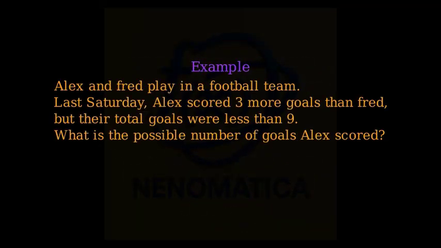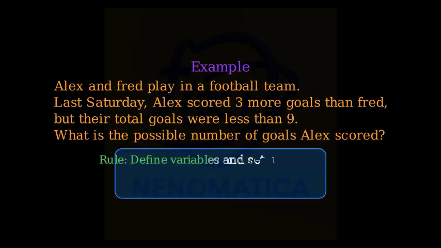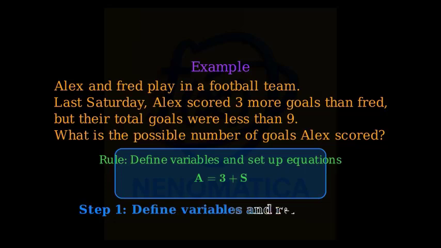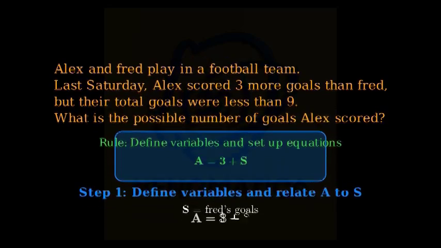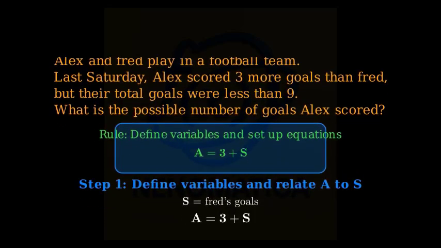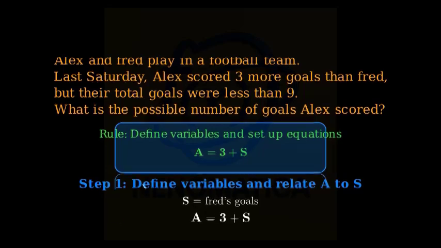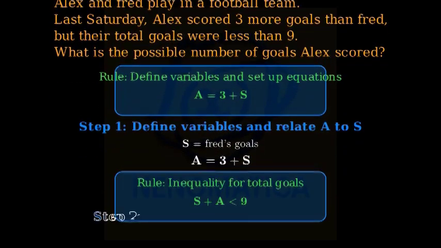Here is the first example. Read the problem, then we set variables and build the inequality. Step 1. Define variables and express Alex in terms of Fred. We let S be Fred's goals. Then, A equals 3 plus S. Step 2. The total is less than 9.